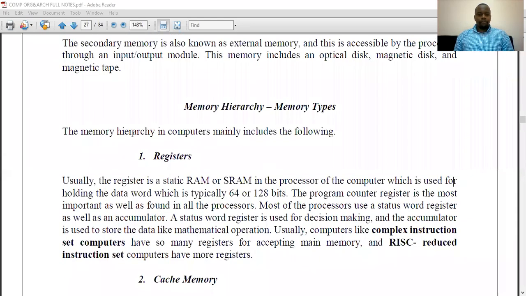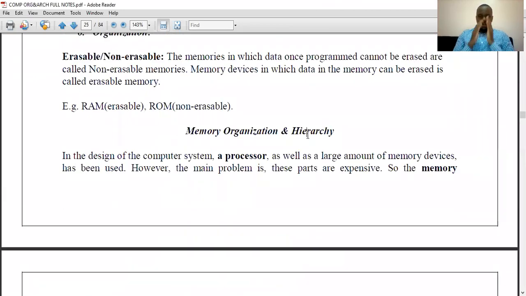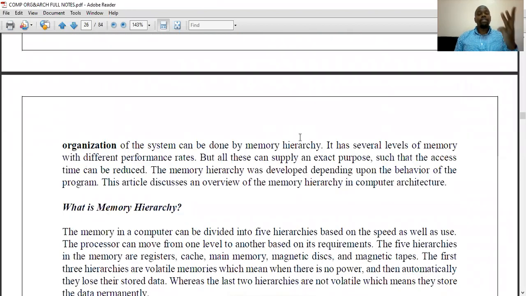So memory hierarchy. Memory hierarchy basically deals with the organization of how different kinds of computer memories are organized and how the CPU is able to access them. So in memory hierarchy, we are going to see the organization of different memories and also how the CPU can access them in terms of speed, how fast or how slow the CPU can access those kinds of memory. It deals with how memory units are organized in the computer system, and also how fast or how slow the CPU is able to access them during processing.